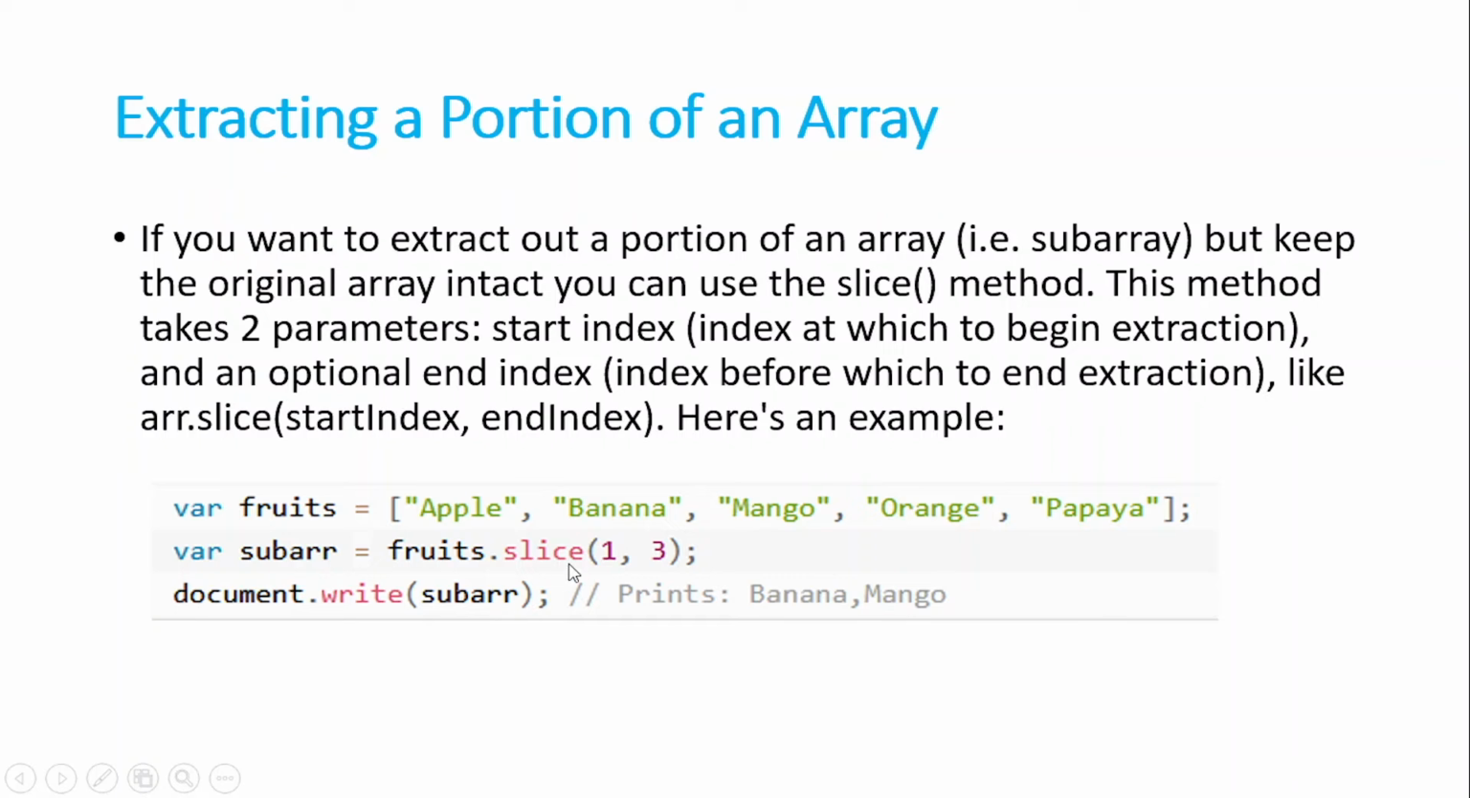You can see, I have used the fruits.slice method, and 1 is the index. So 0, 1 banana till 3. So 3 is not included actually.